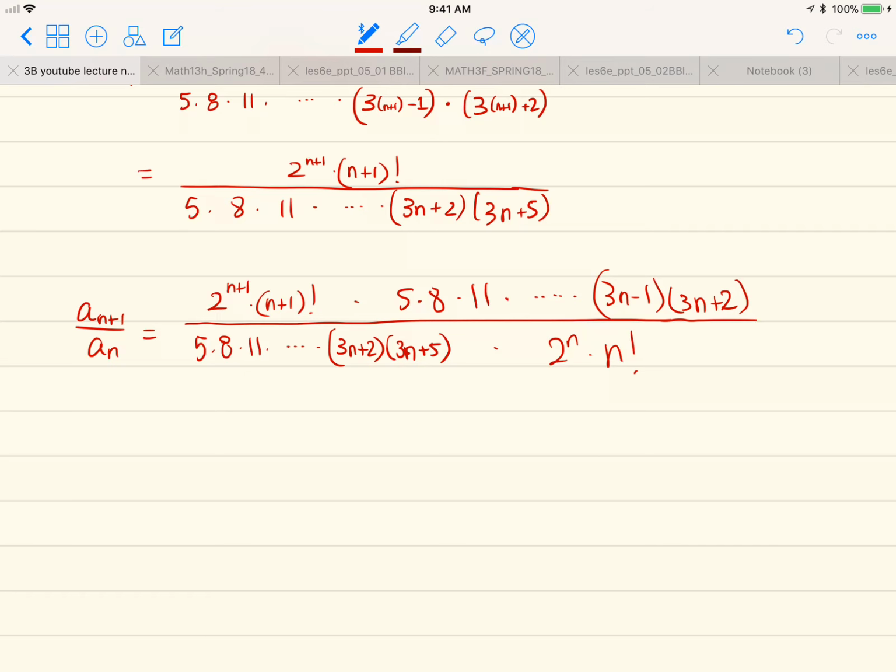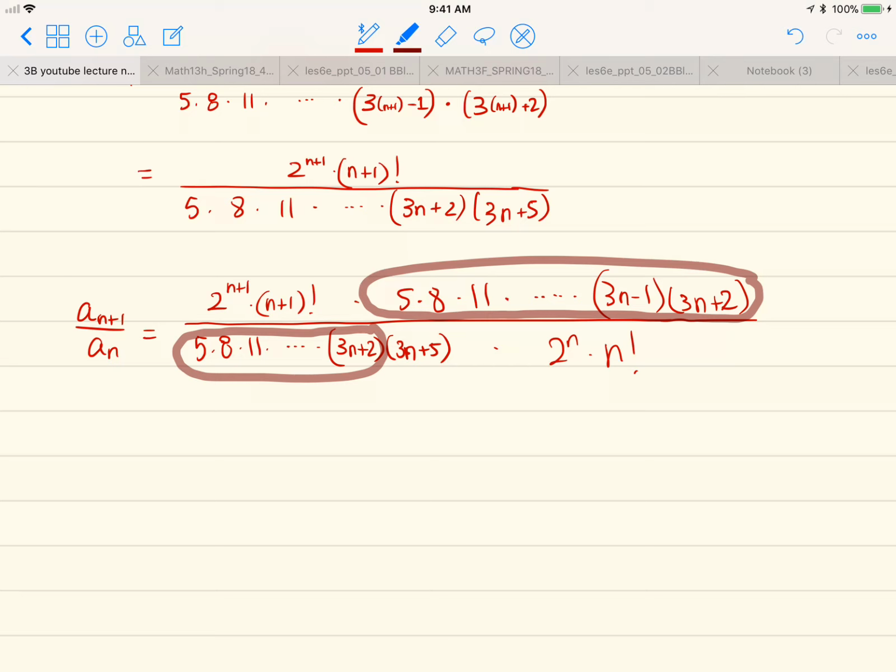Now things are going to cancel: 5 times 8 times 11 cancels out, so we can cancel that out. And then the 2 to the n cancels out with 2 to the n plus 1, but I'm just left with 2. And the n plus 1 factorial cancels out with the n factorial, and I'm just left with n plus 1. So overall, this is going to equal 2 times n plus 1 divided by 3n plus 5.